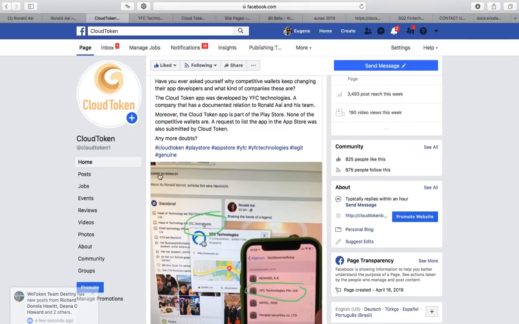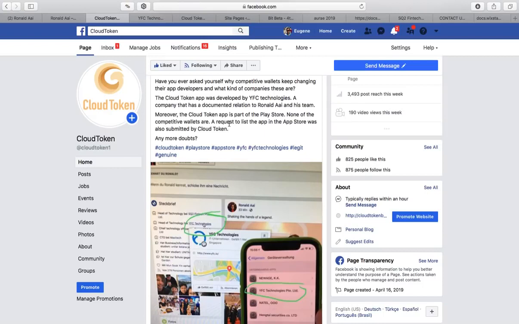And that developer doesn't change. You know, many times with competitive wallets, you will find that the developer name will change on a frequent basis, and no one would really understand why they do it and what companies those are. But here we have YFC Technologies, right, as a developer company, and Ronald is clearly related to that company.